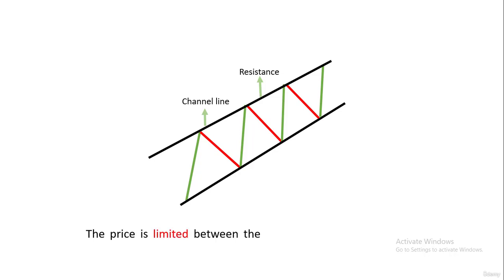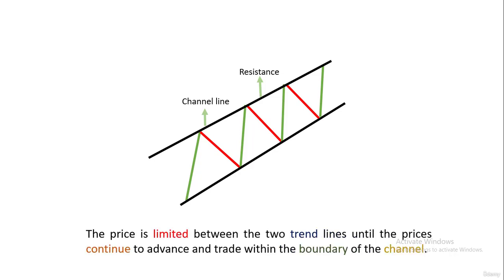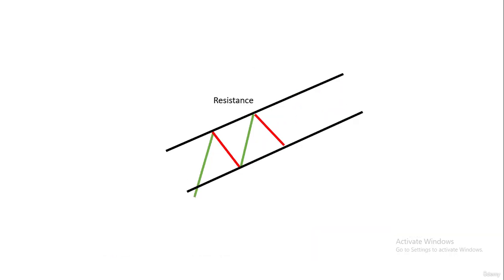The price is limited between the two trend lines as long as the price continues to advance and trade within the boundary of the channel. When price falls short of the resistance channel line, it signals an upcoming change in trend. A break below the support line provides further indication of trend change. A break above the resistance channel line indicates the continuation of the bullish trend.